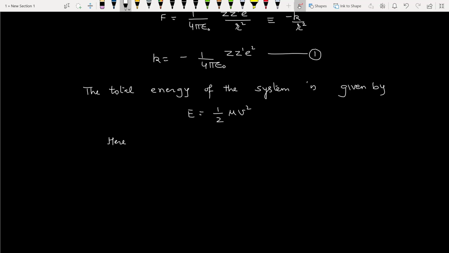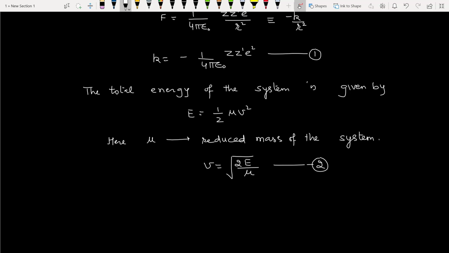Taking into consideration the concept of reduced mass, we do not now have two particles, nucleus and incident particle separately, rather we have a single mass moving with velocity v. So mu is the reduced mass of the system. So from here the value for velocity will be like this. So we mark this as equation number 2.